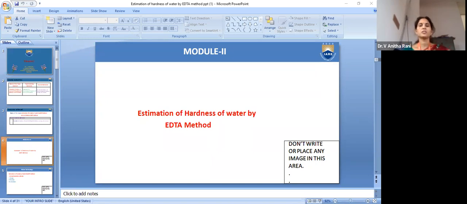Write down principle, procedure and calculations. Okay. So this is an experiment. By doing this experiment, we'll find out total hardness, permanent hardness and temporary hardness. Students, tell me, what are the temporary salts?